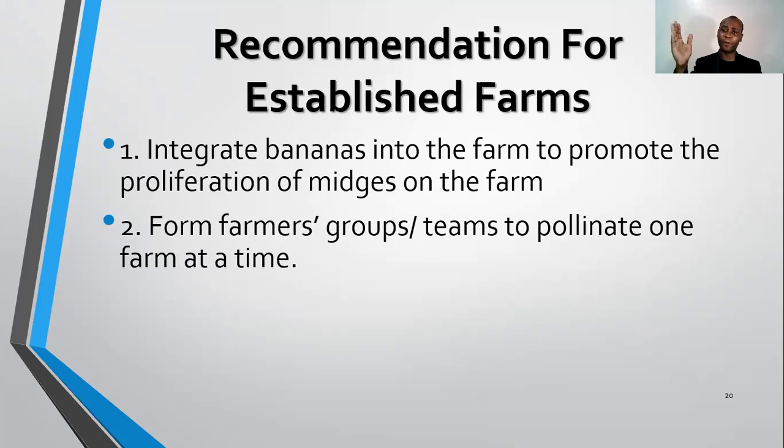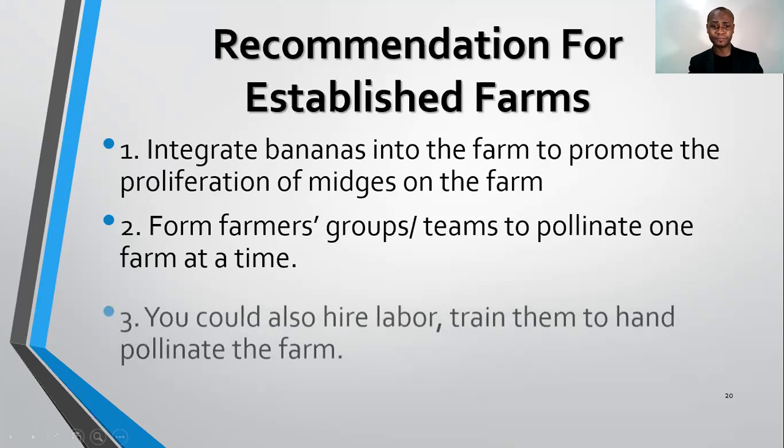Maybe you have 10 people in a farmers group. So you decide, okay, the next 3 days, we are going to pollinate this person's farm. After you are done, the next 3 days, you pollinate the other person's farm. After that, you pollinate the next person's farm until all the farms are pollinated. Because doing it alone can be a little boring, but if you are in a team, it's easier and fun to work together. That is one thing you can do.